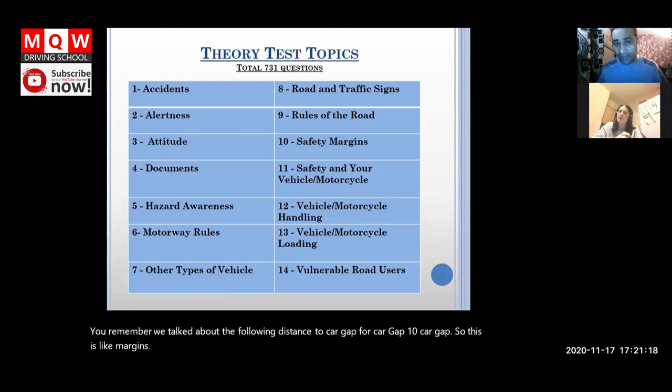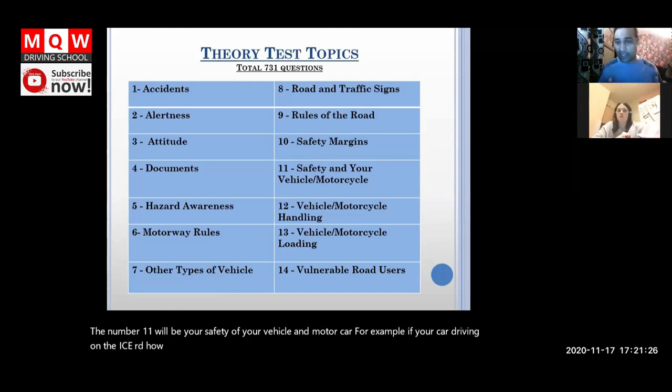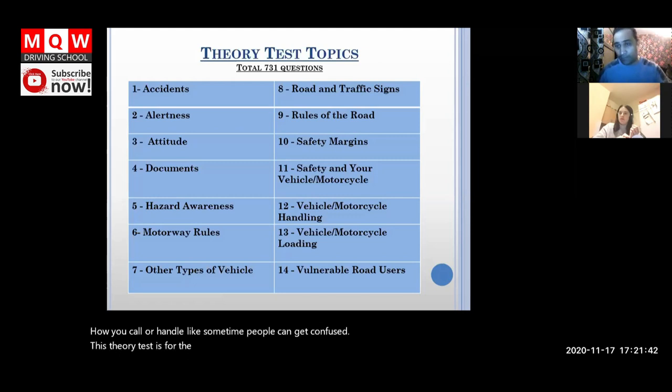The number 11 will be the safety of your vehicle and motor car. For example, if your car is driving on an icy road, how can you control the car on the ice, how can you control the skid of the car, right? So how your car handles, sometimes people can get confused. This theory test is for the motorbike and for the car at the same time. So they're still asking you some kind of question.